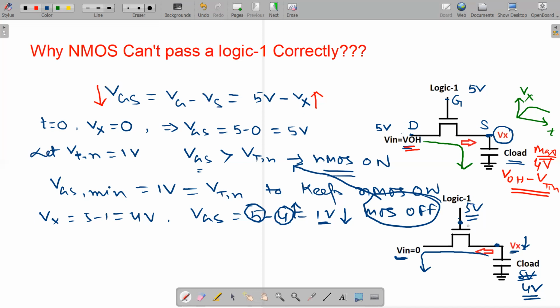So the capacitor will completely discharge up to 0 because when Vx equal to 0, the value of VGS will be 5 volt and the MOSFET is on. So we are not facing any problem at the time of discharging. We can conclude that during logic 0 transfer, we are not facing any problem. The problem we are facing is in logic 1 transfer, where the maximum output we are getting is 4 volt, that is VOH minus VTN. But for logic 0 transfer, the load capacitor can be completely discharged up to 0 volt. So we are not facing any problem.